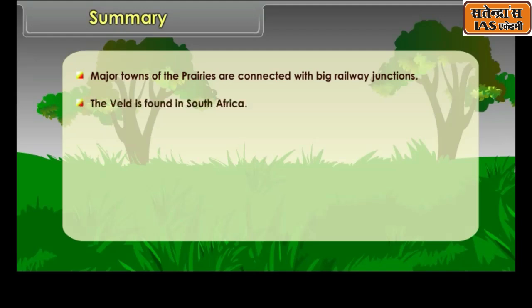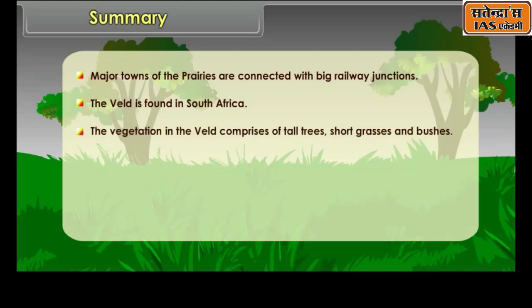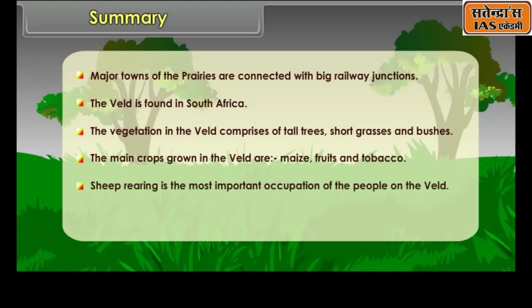The Veldt is found in South Africa. The vegetation in the Veldt comprises of tall trees, short grasses and bushes. The main crops grown in the Veldt are maize, fruits and tobacco. Sheep rearing is the most important occupation of the people on the Veldt.